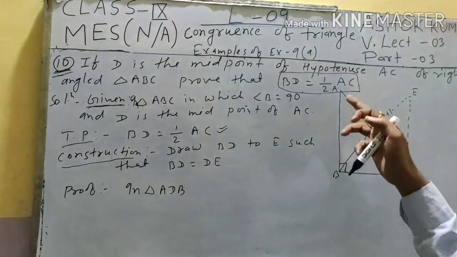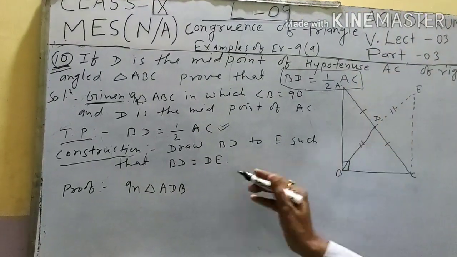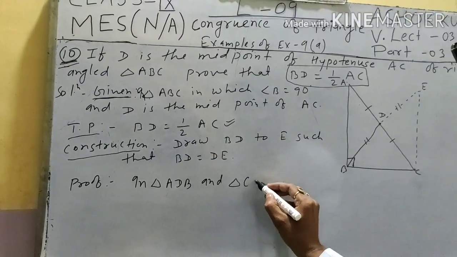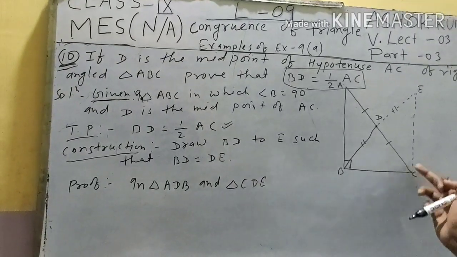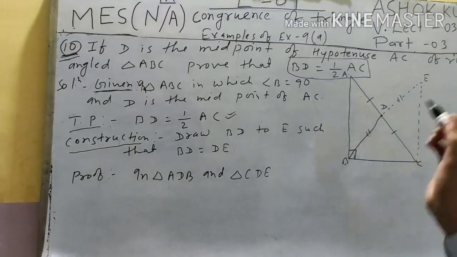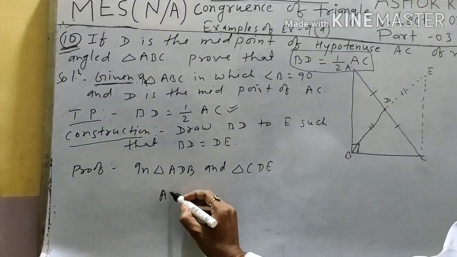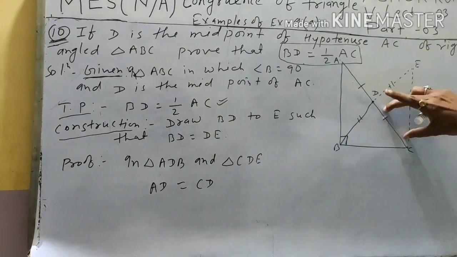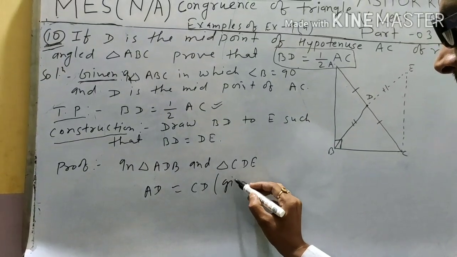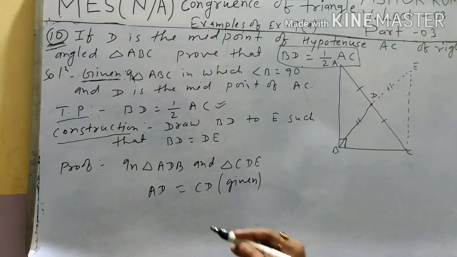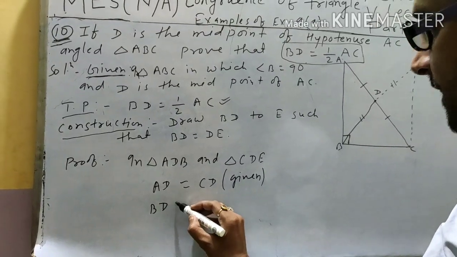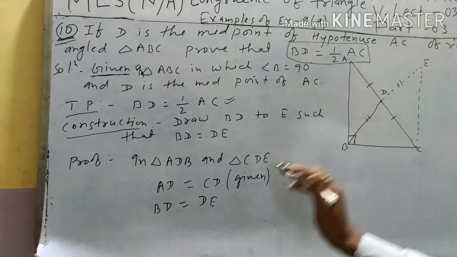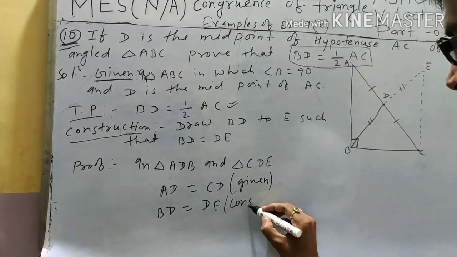So here students, write down: in triangle ADB and triangle CDE, look at the two triangles. AD is equal to CD, this side is equal to this side. This is the given information, because D is the midpoint. BD is equal to DE. This is the construction.